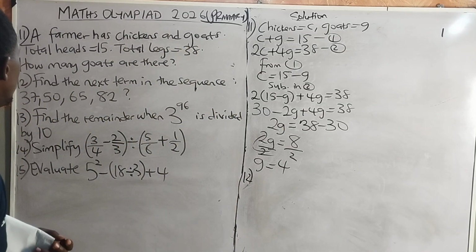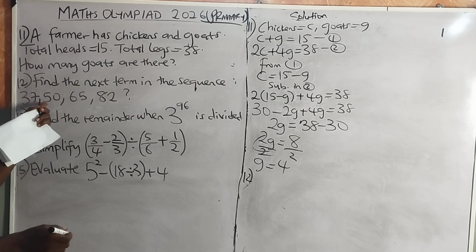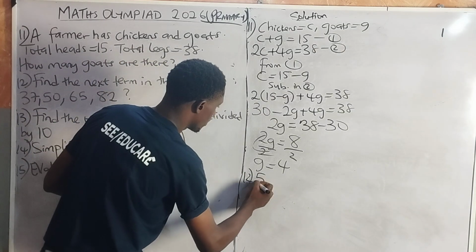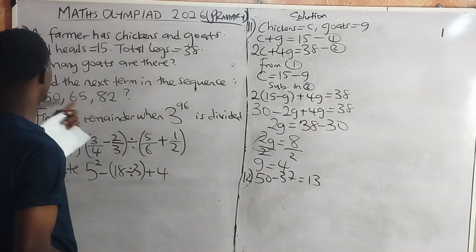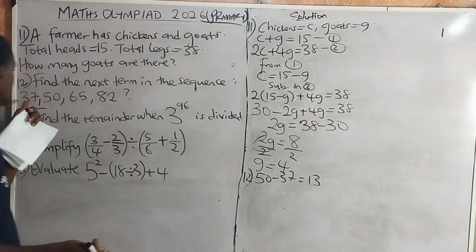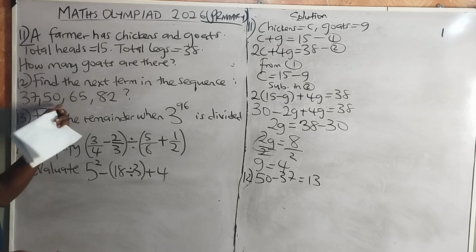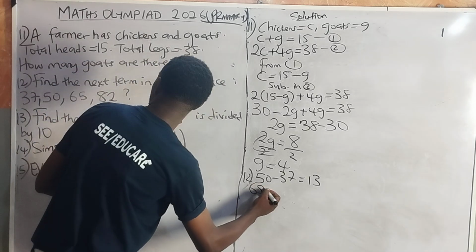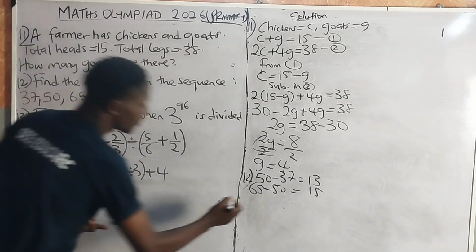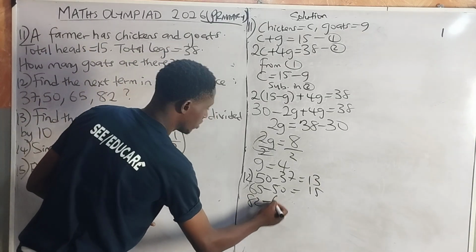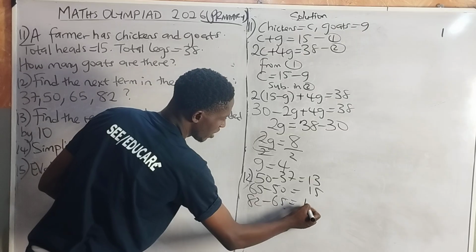Find the next term in the sequence. Let's look at the first 2 numbers. So what happened here? 50 minus 37 will give us 13. Let's look at the next 2 again. We have 65 minus 50, which will give us 15. Let's look at this: 82 minus 65 will give us 17.